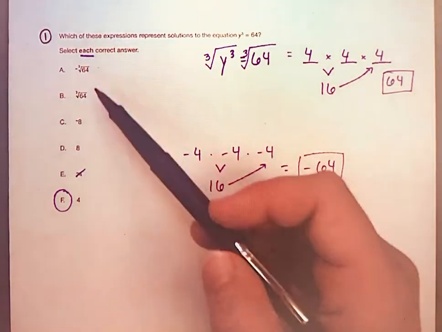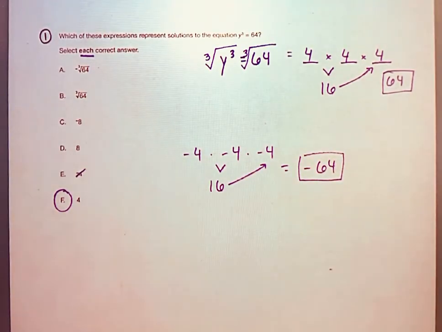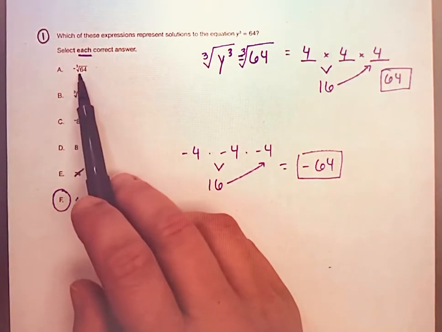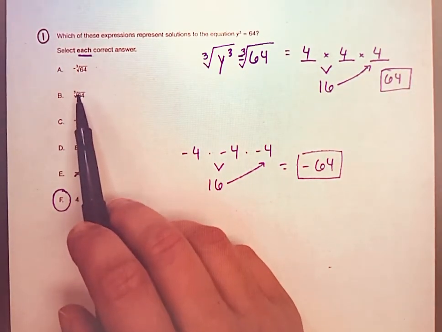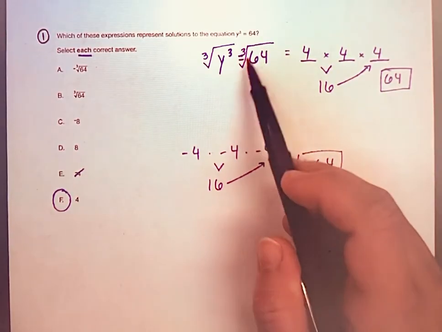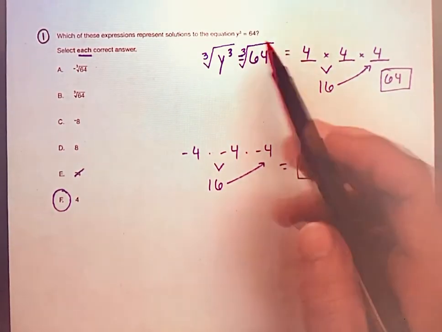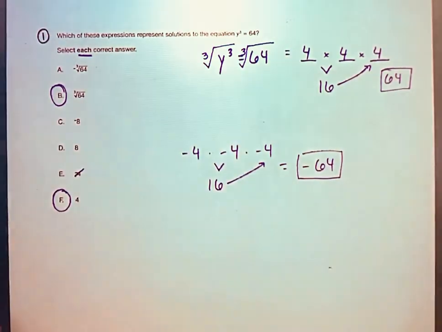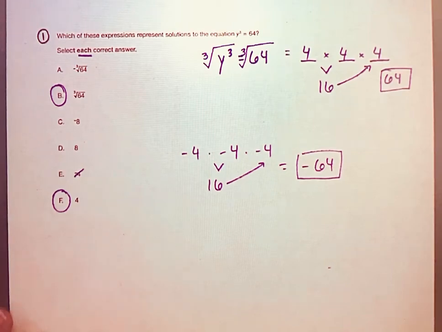And then you have A and B, and we know one of them has to be correct. The only difference in A and B is this A has a negative and B does not. Well, do we have a negative here when we cube root our 64? No. So the other correct answer is B, and that's the only correct answer we have, the B and F.